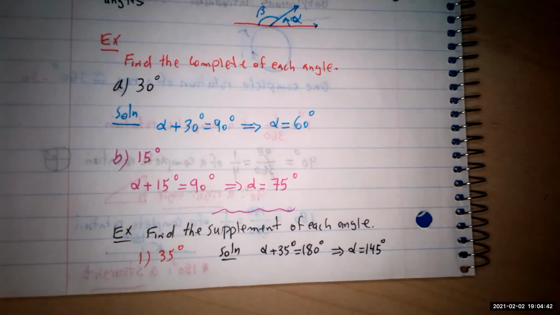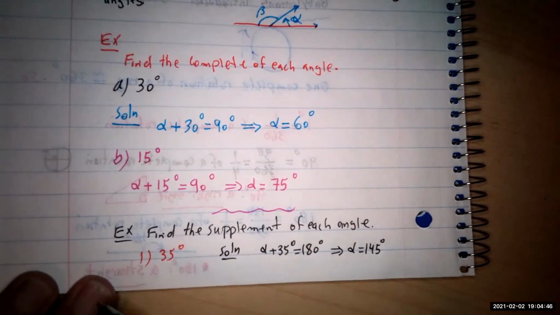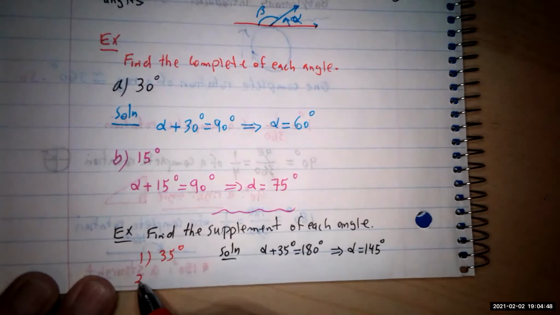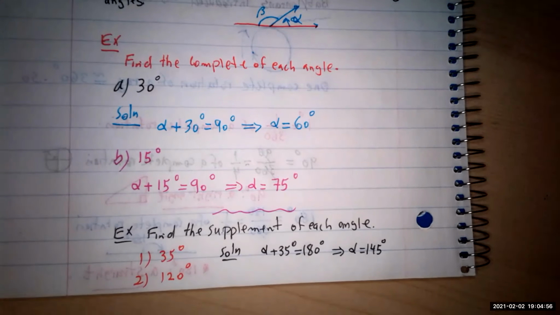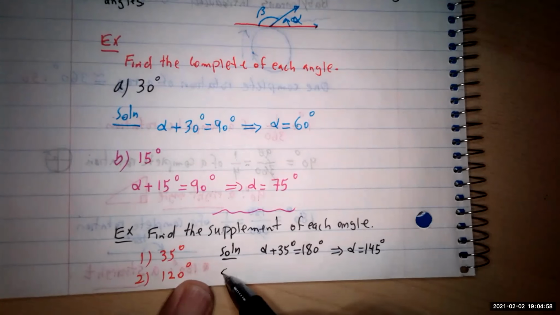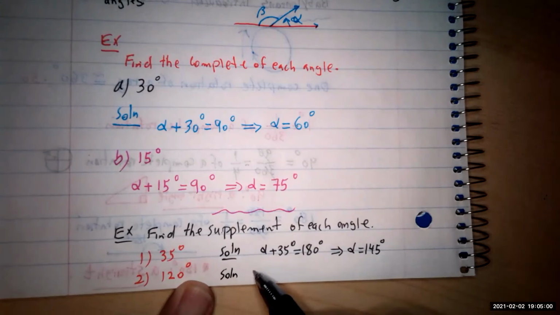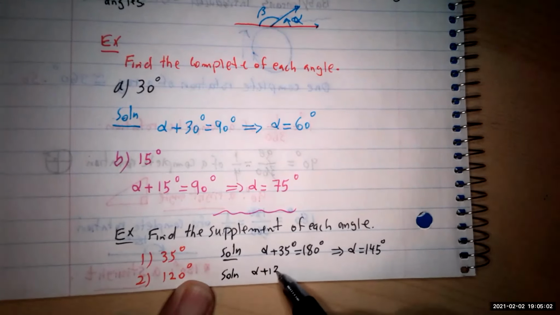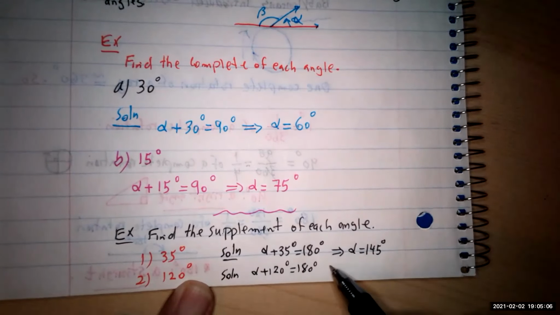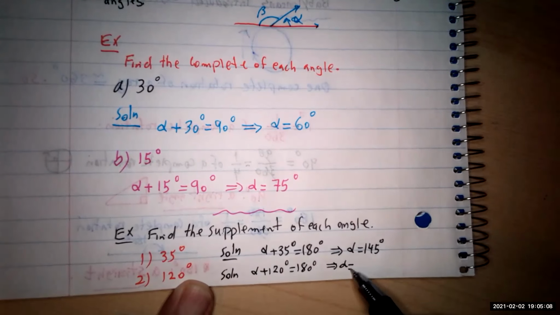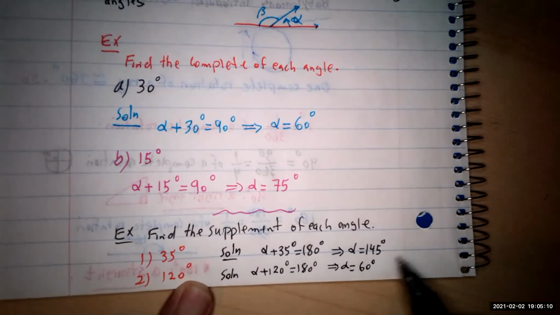Okay, any question? So if you want another one, if one of them is going to be, let's say, 120 degrees, and the other one is simply 60 degrees. So the alpha plus 120 degrees is equal to the 180 degrees. So in this case, alpha would be 60 degrees.